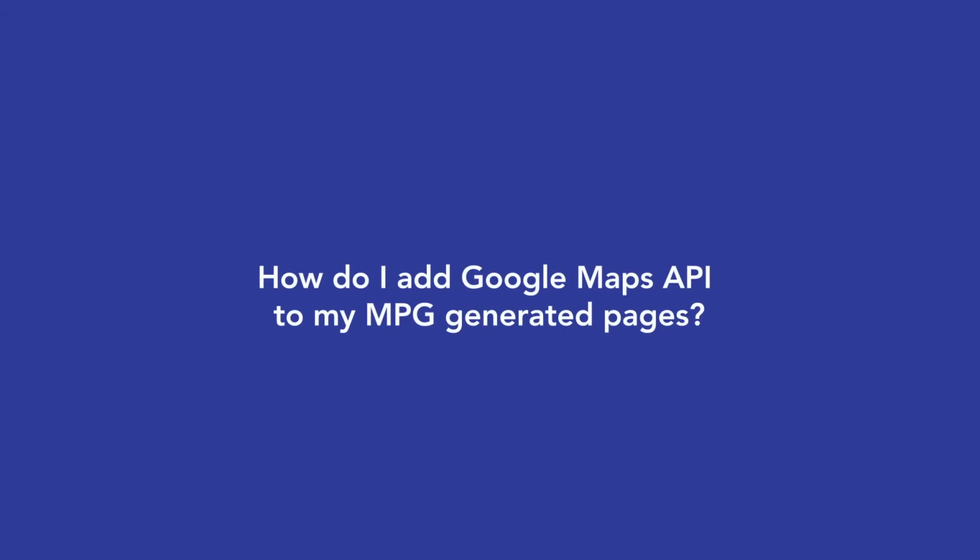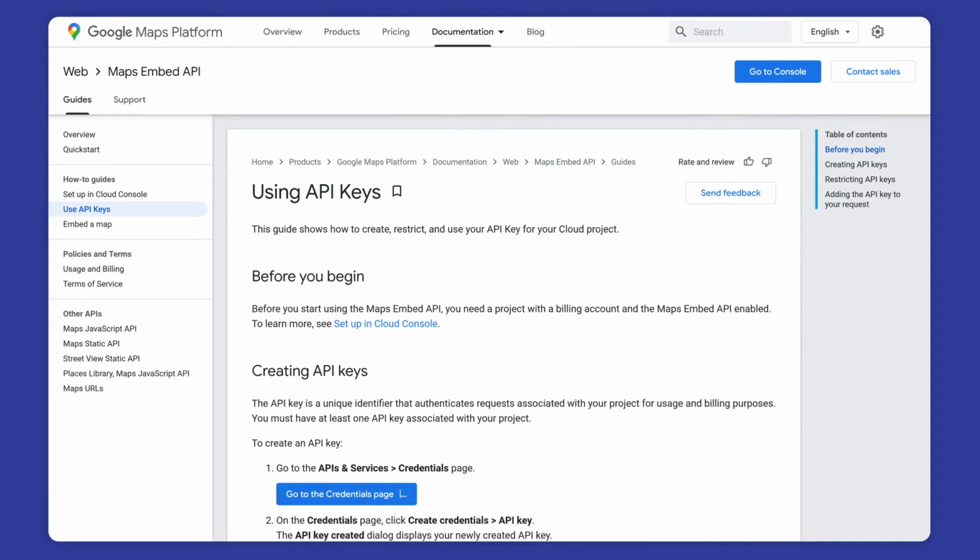Hi, in the last video we added videos to your MPG-generated pages. In this video, we will be adding maps using Google API. Let's start by generating the Google Maps API key.